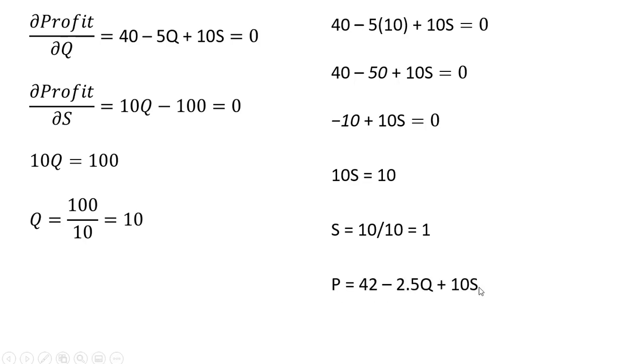We have our price equation, inverse market demand. We're going to evaluate that where Q equals 10 and S equals 1. And ticket prices will be $27 each. All right, I will stop here.